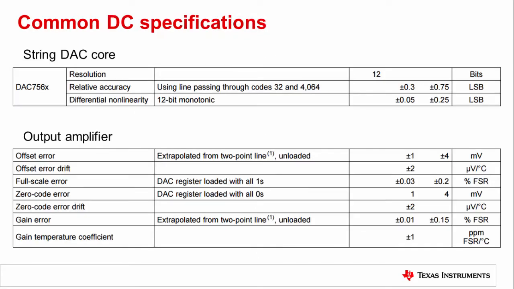Next, let's look at some of the common DC characteristics of a string DAC. Here we will use DAC 7562 as an example. Keep in mind that this is a 12-bit part, and some of these specs will scale up as resolution increases. The DNL of DAC 7562 is typically plus or minus 0.05 LSBs, with a max of 0.25. This number will scale approximately with the difference in number of bits. The 16-bit version would then typically have about 0.2 LSBs of DNL, 4 times the 12-bit spec.